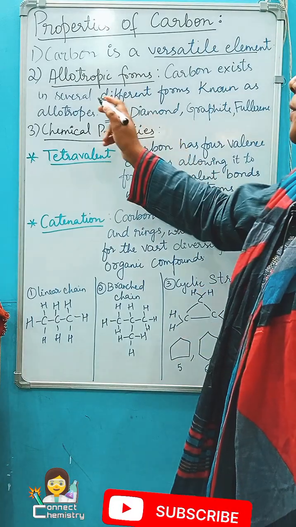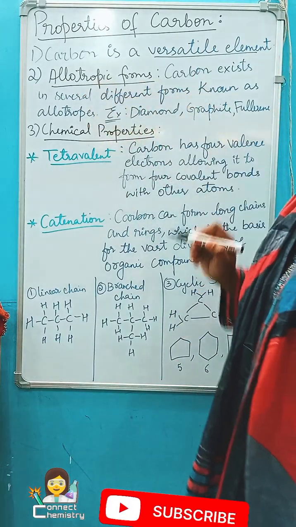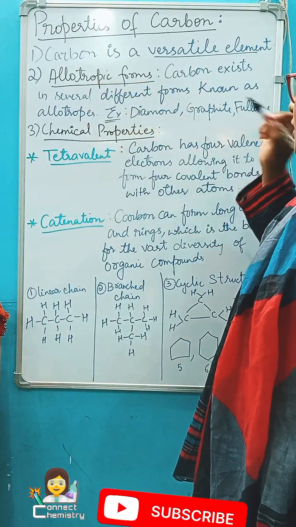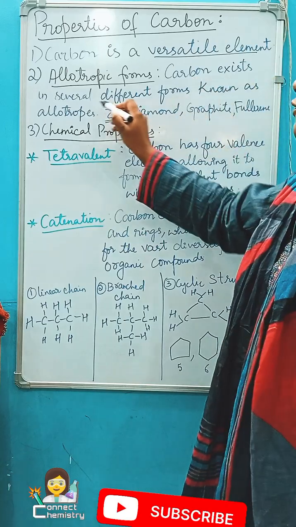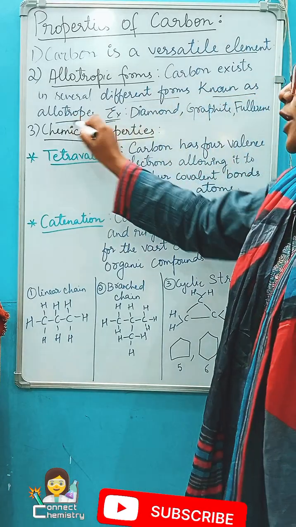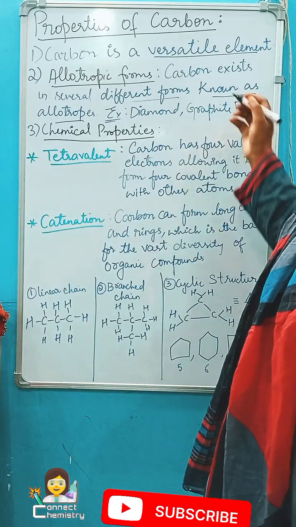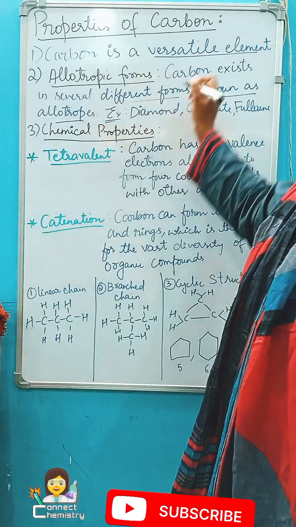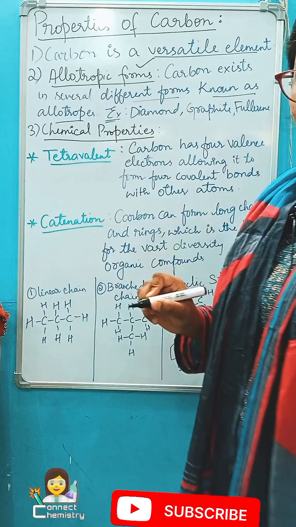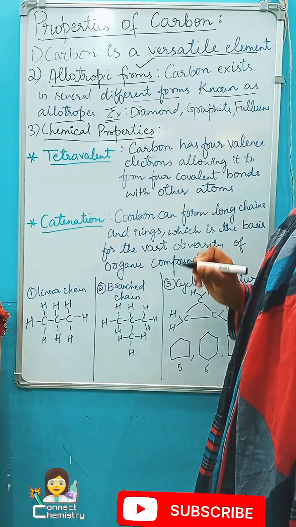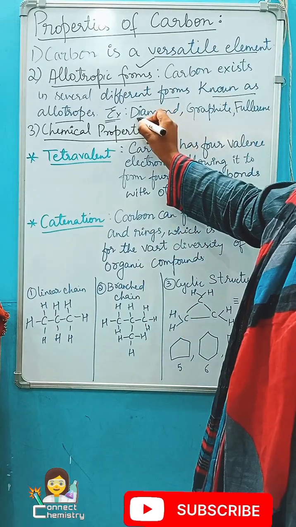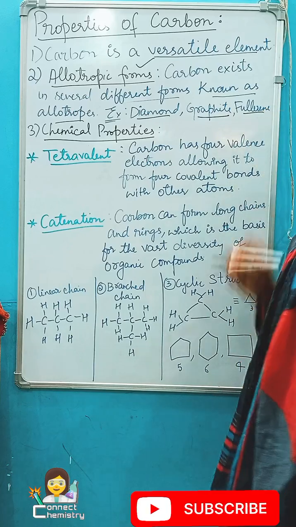The next property of carbon is allotropic form. So let us know what is allotropic. Carbon exists in different forms known as allotropes. Carbon present in different types or forms are known as allotropes. Therefore carbon is an allotropic form. Examples of allotropic forms of carbon are diamond, graphite and fullerene.